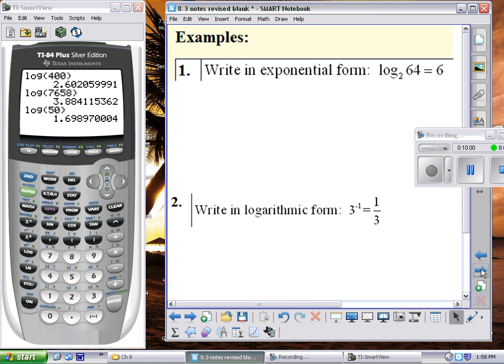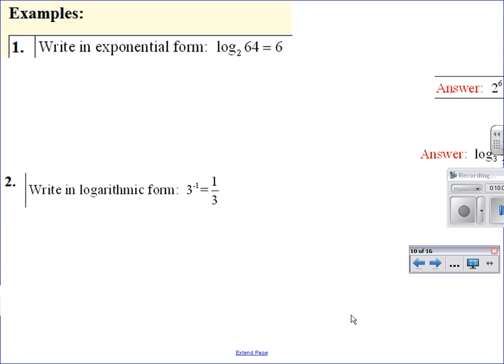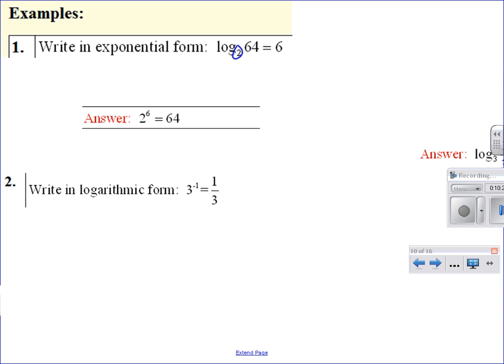So what are we going to be able to do? We're going to be able to do stuff like this. Write in exponential form. So it's in logarithm form: log base 2 of 64 equals 6. I'll say it again. Log base 2 of 64 equals 6. Okay? So if I want to write this in exponential form, 2 to the what? 2 to the 6th equals 64.